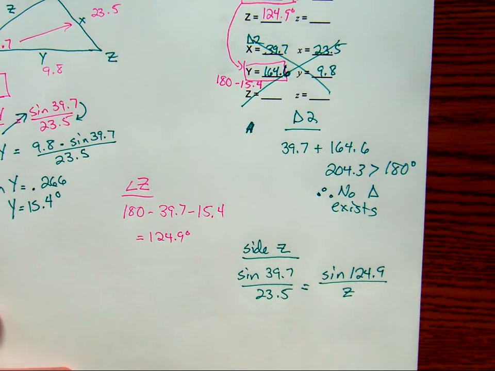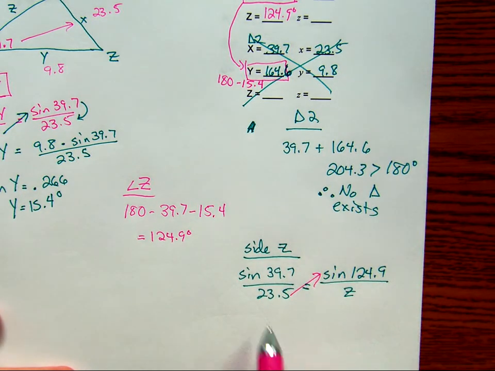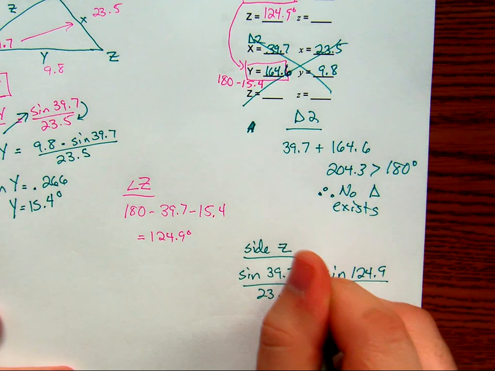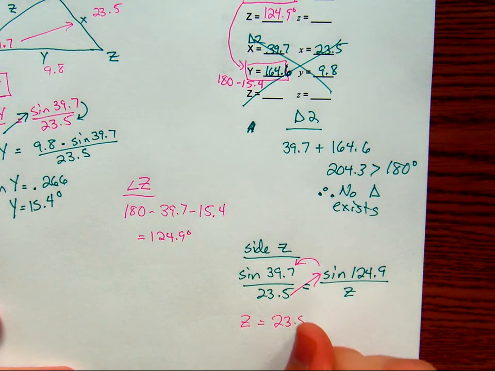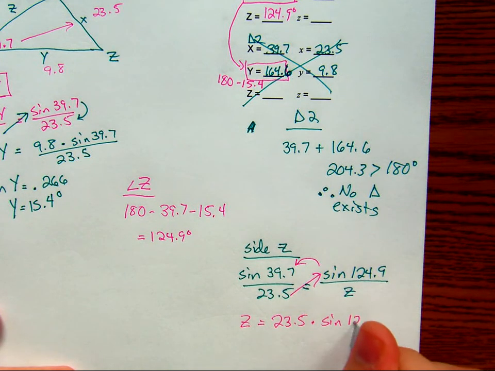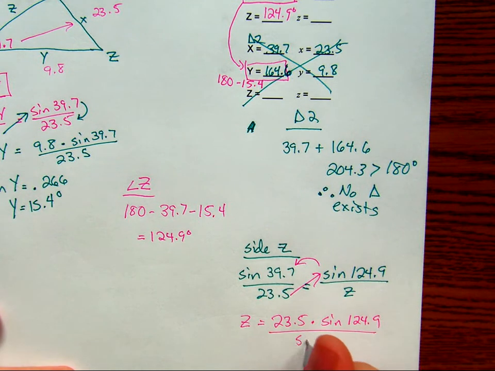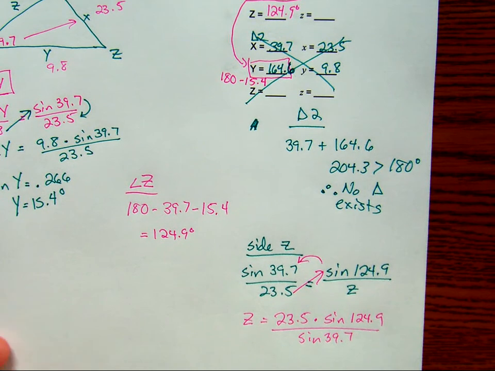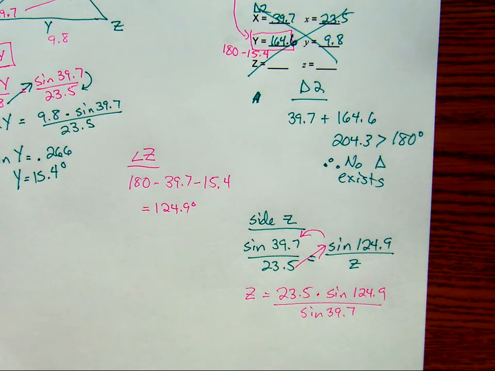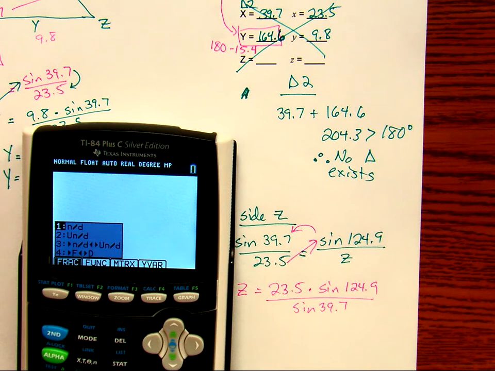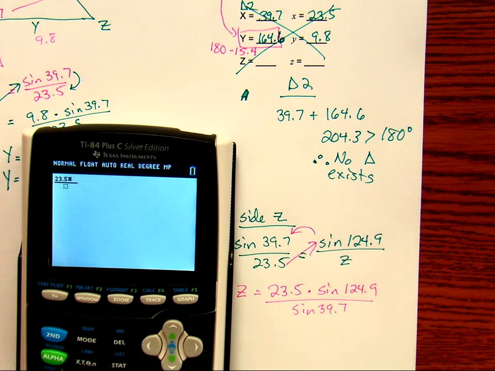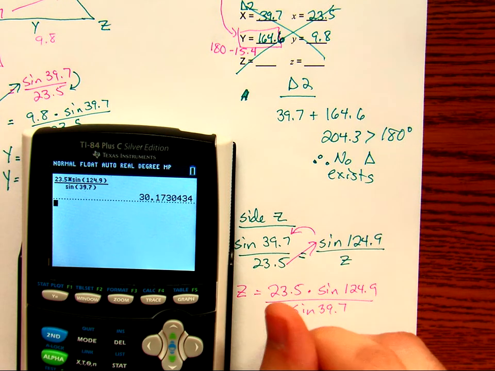Set up our proportion. We're going to multiply 23.5 times sine of 124.9, and we'll divide by that. You will do this so much in terms of solving a proportion like this that it's just going to become second nature to just type it into your calculator and not necessarily show that work. So 23.5 times sine of 124.9 all over the sine of 39.7. And keep in mind we're looking for a side length, so z equals 30.2.